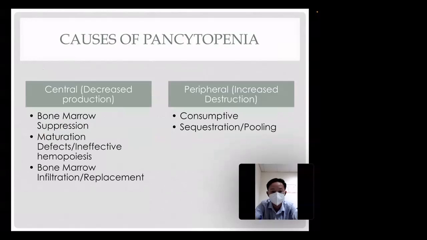So the main causes of pancytopenia can be divided into two main causes: central and peripheral. Central means decreased production of all the cell lines. This can be caused by bone marrow suppression. There may be some maturation defects of all the cell lines, and also ineffective hemopoiesis. And also there might be infiltration or the replacement of the bone marrow. When this happens, the bone marrow itself cannot produce enough of all the cell lines of the blood. Another big umbrella of cause of pancytopenia will be the peripheral causes, which are mainly due to increased destruction, or it can be because of consumption or sequestration or pooling of the blood cells.